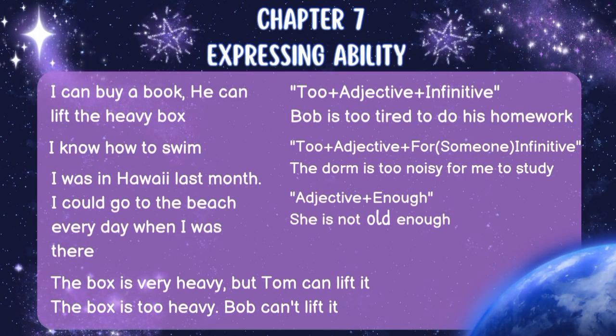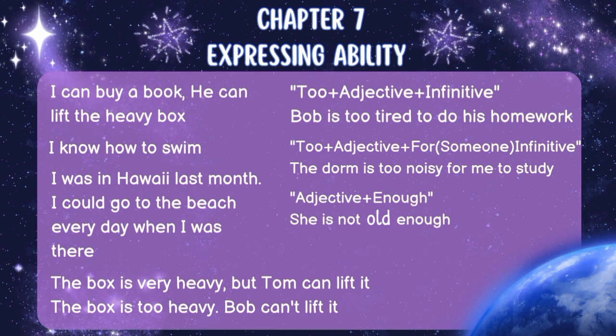Chapter 7: Expressing ability. Using can. Can expresses ability and possibility. For example, I can buy a book. He can lift the heavy box. The negative form is can plus not. For example, I can't come. The question form is question word plus can plus subject plus main verb. Where can I buy a hammer?